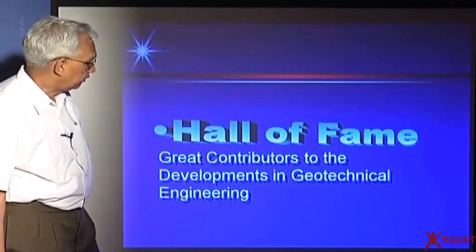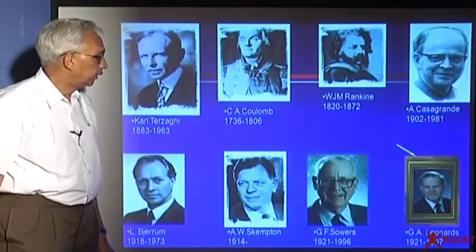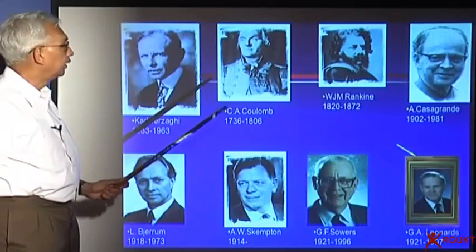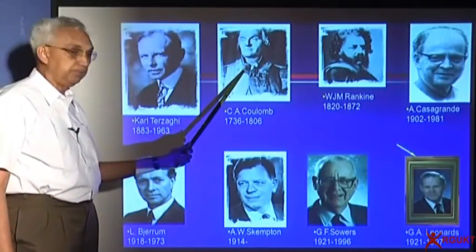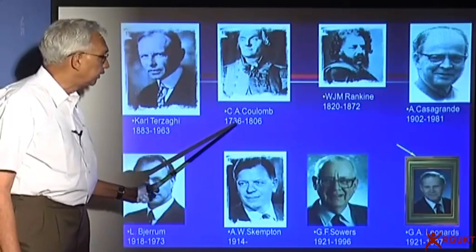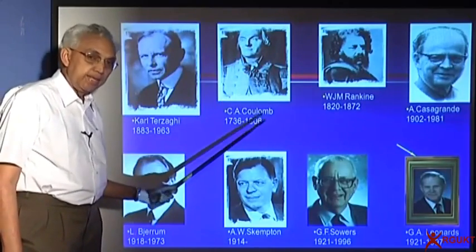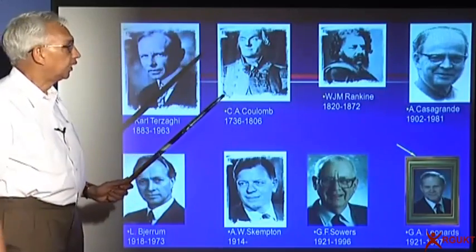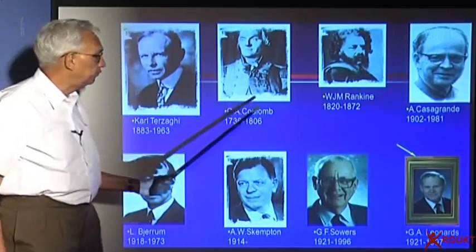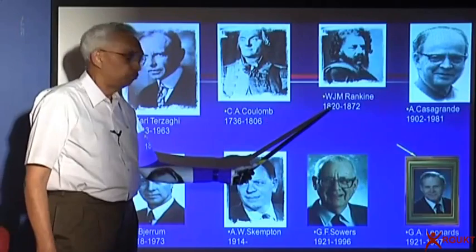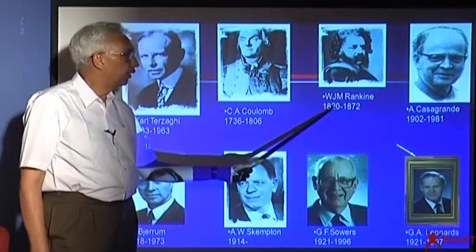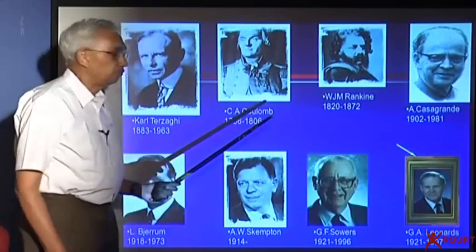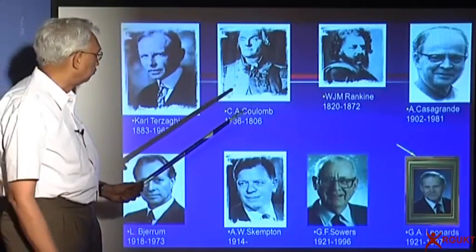Then if I look at the famous people who contributed, the earliest one, you can say the beginning of soil mechanics, was Coulomb in France, somewhere from 1736 to 1806. He came out with the shear strength of soil and theory for earth pressures. About 50, 60 years later, Rankine in England came out with theories of earth pressure and the states of limit equilibrium.